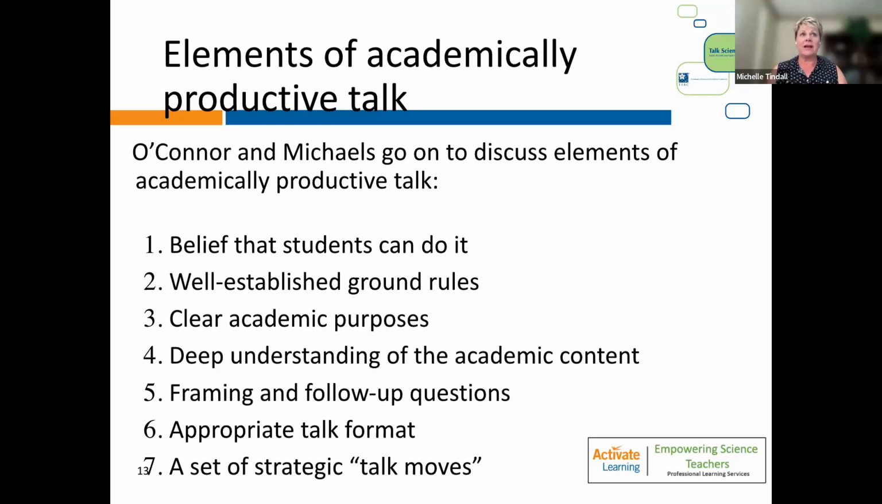Clear academic purposes, like what's the reason for our talk in the first place? A deep understanding of academic content. And as teachers are moving around from grade level to grade level, from subject to subject, sometimes this is a hard one. It's really uncomfortable for teachers to have students engage in talk when they might not be as familiar with the content area. So that one is one that we need to work on.